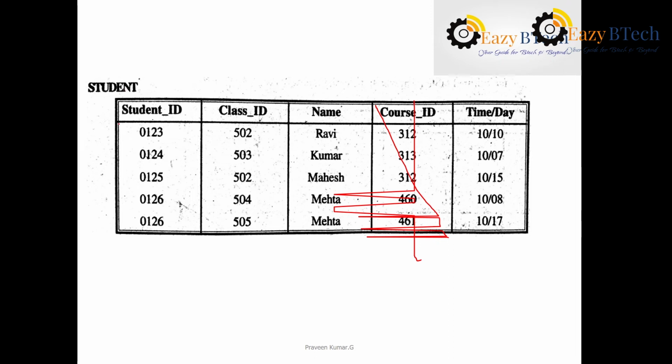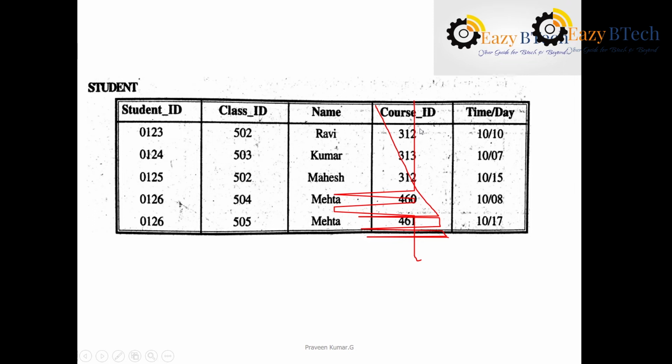Okay, student ID, class ID, name, course ID and time. First of all, if you check, student ID, class ID, name, course ID. Here student ID and course ID, these both are the prime key attributes. Remaining, class ID. Suppose you know the student number, based on the student number, we can identify the class ID 502. And also we require which course he belongs to. Why? Because each and every student has different classes.